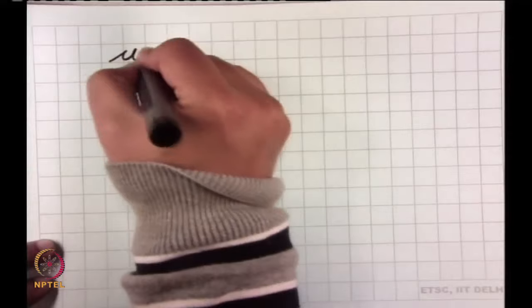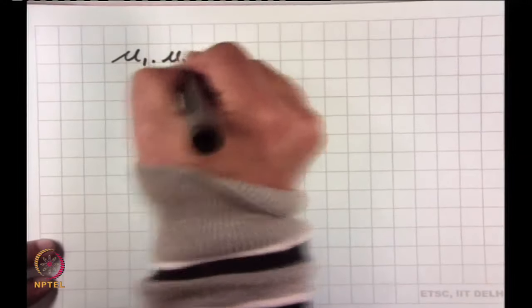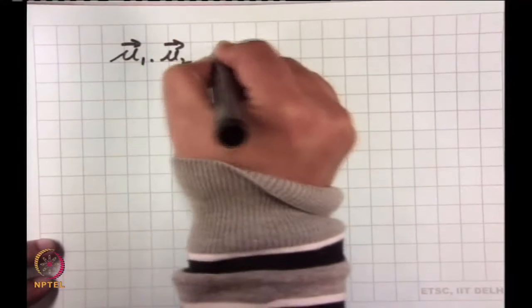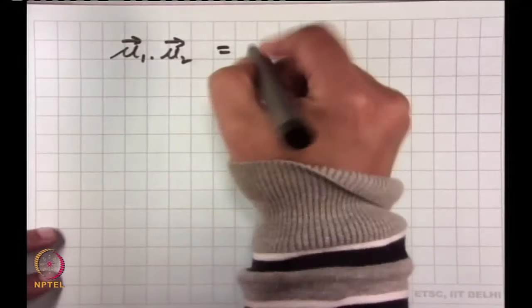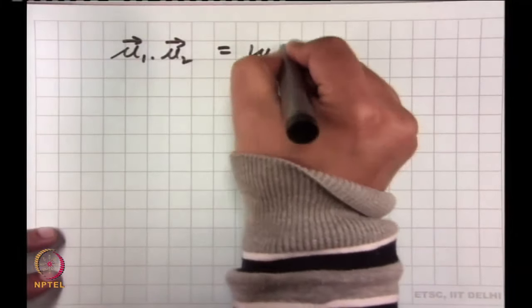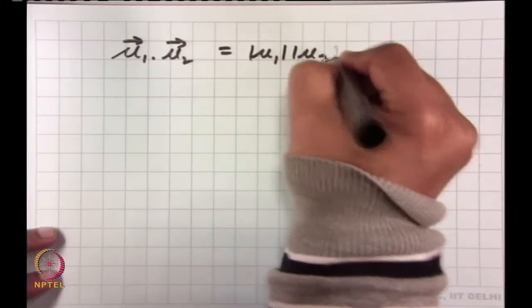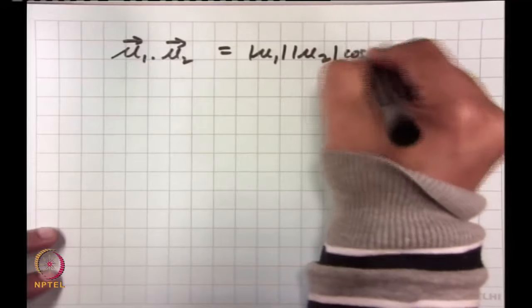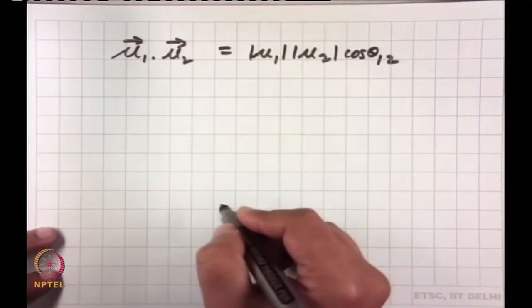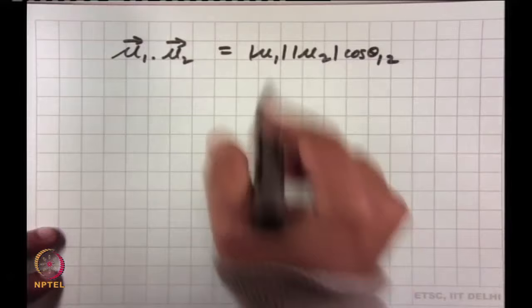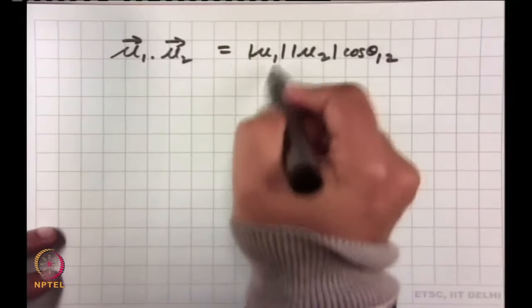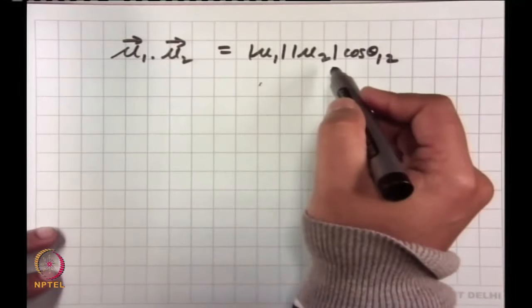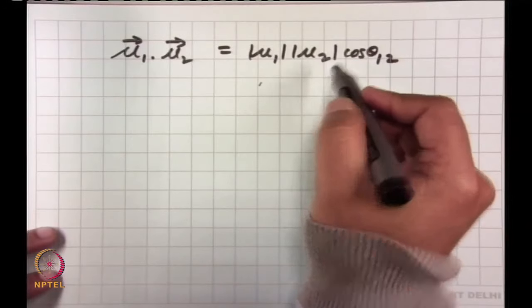Now, you know this definitely, that I can write mu 1 dot mu 2, now these are the vectors I am talking about, is equal to what? Mu 1, right, mu 2, then the angle between the two dipoles, right. So, I can write cosine of theta 1 2, that means there is the angle between the two dipoles, and remember this, when I am writing this like mu 1 and mu 2, these are the absolute magnitudes I am talking about. So, now these are scalar quantities.